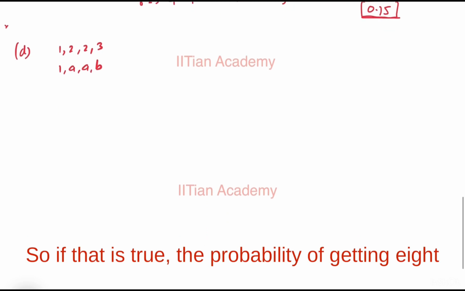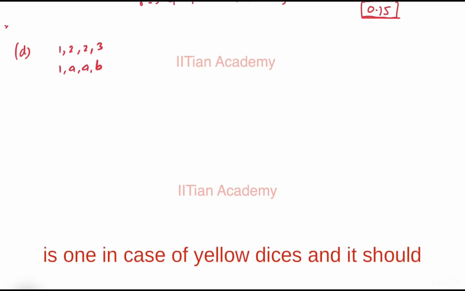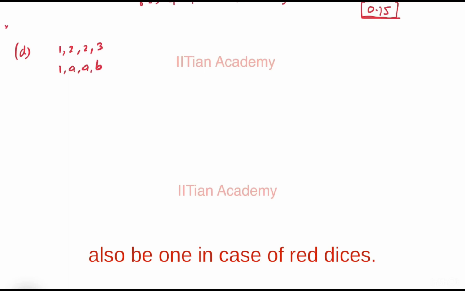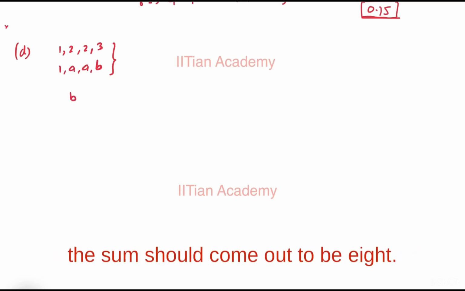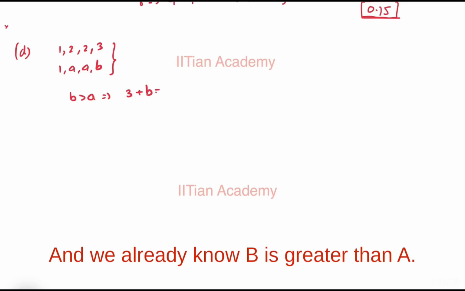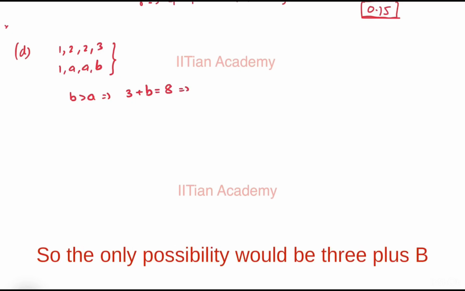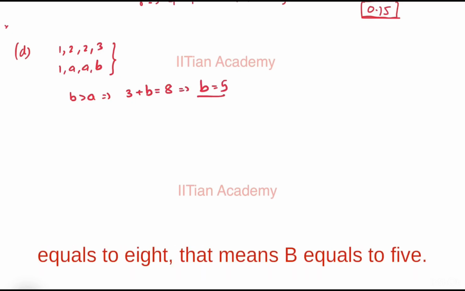So if that is true, the probability of getting 8 is 1 in case of yellow dice, and it should also be 1 in case of red dice. So there should only be one possibility that the sum comes out to be 8, and we already know B is greater than A, so the only possibility would be 3 plus B equals 8, that means B equals 5.